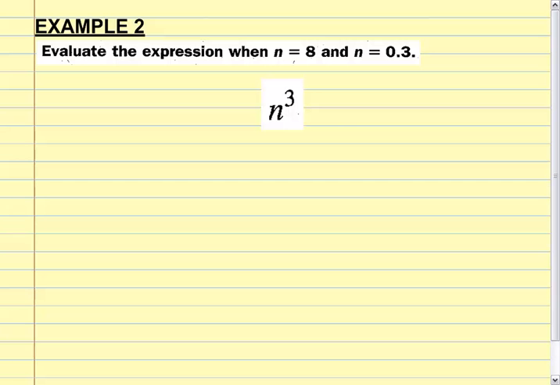Now, this says evaluate the expression when n equals 8 and n equals 0.3. So I'm doing this twice. I'm going to do n cubed here, n cubed here. Notice that I wrote it with parentheses, because I'm going to plug in, because it says evaluate, right? What do I want to put in this first one? 8. And you may use your calculator.